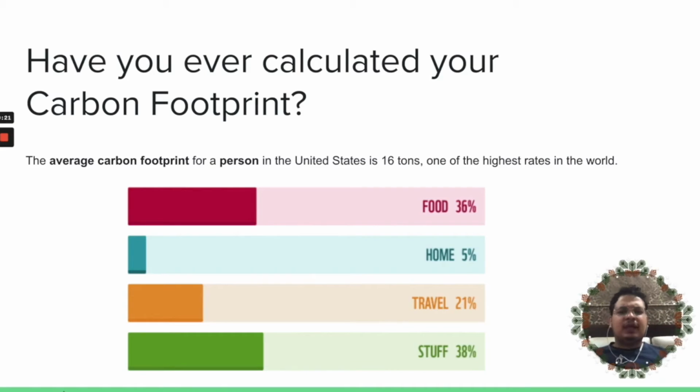So have you ever calculated your carbon footprint? The average carbon footprint for a person in United States is about 16 tons, one of the highest rates in the world. Those carbon footprints are mainly because of the food you eat, home, travel, and other stuff you buy.